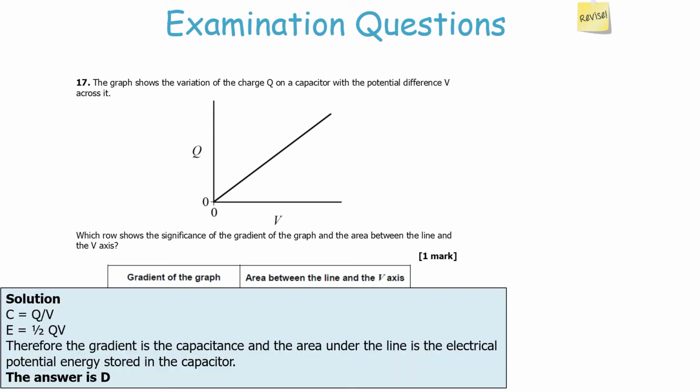So what do we know? Well, we know C is equal to Q over V, so that's y over x, so that's going to be the gradient, whilst the energy stored is a half QV, which is going to be the area under the line, so therefore that will be our area. So the answer is D.